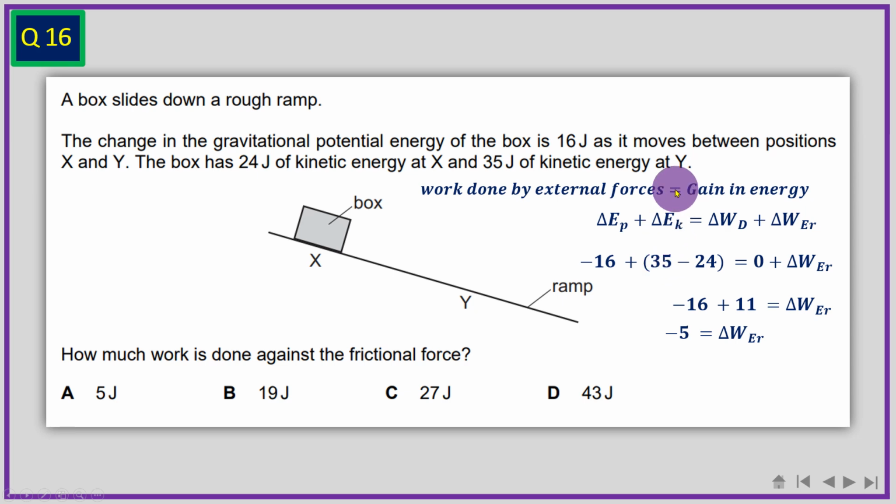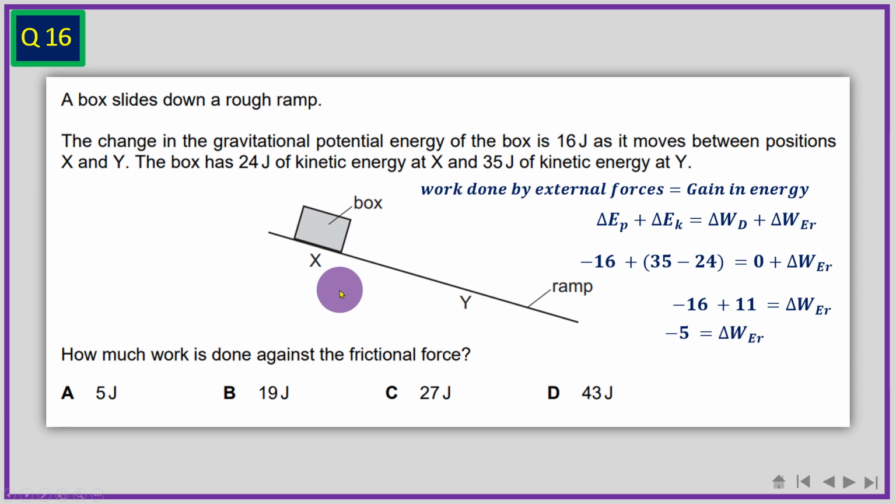However, the gain in kinetic energy is going to be equal to the final kinetic energy at point Y minus the kinetic energy at point X, which is equal to the work done by the driving force, which is 0, plus the work done by friction force. So once we manipulate this, we are going to find that the work done by friction force is minus 5 joules. The work done by friction force is minus 5 joules.